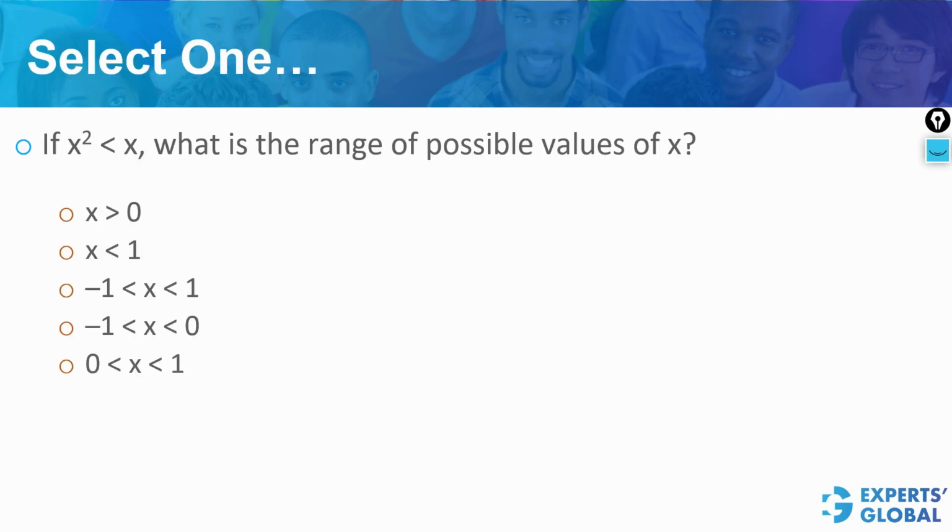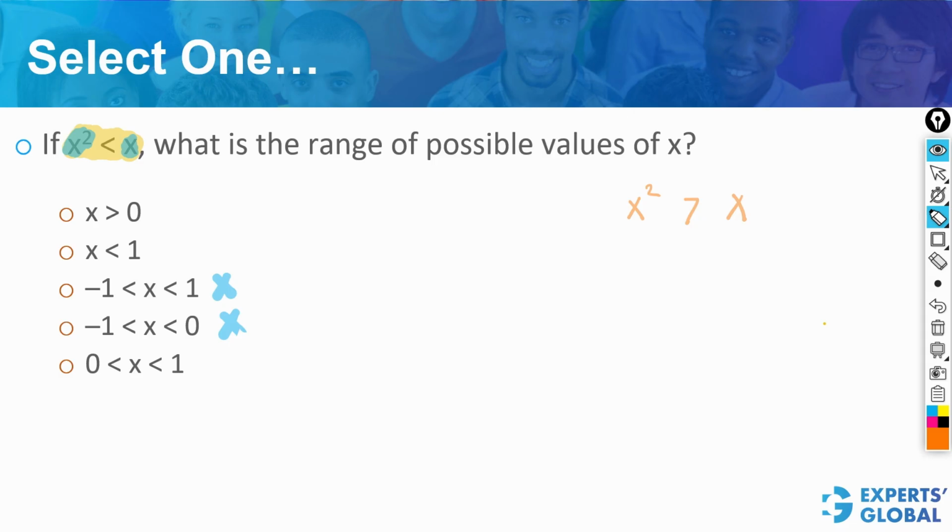Please pause the video and solve this problem. It's given that x squared is less than x. We know that x squared is positive, therefore x must be positive. So choices C and D should be eliminated. Then generally x squared is greater than x for sizable positive numbers such as say x equals 2, 3, 4 onwards. Therefore answer choice A cannot be correct.